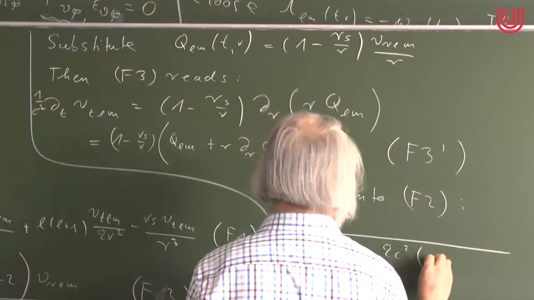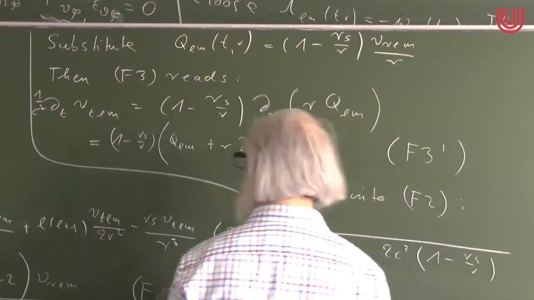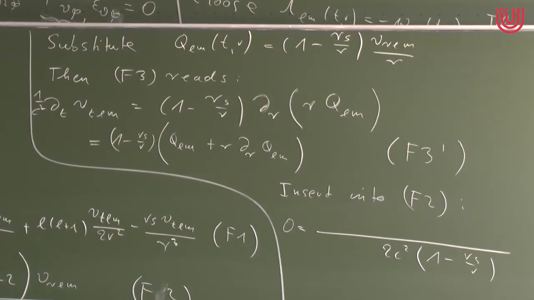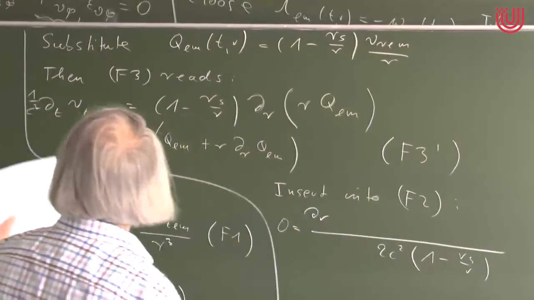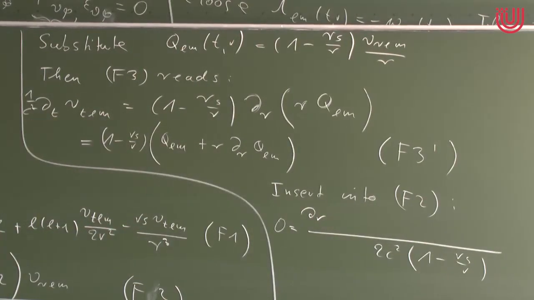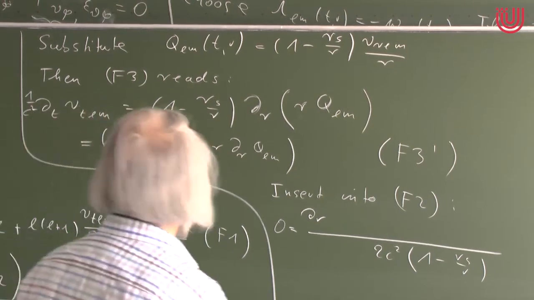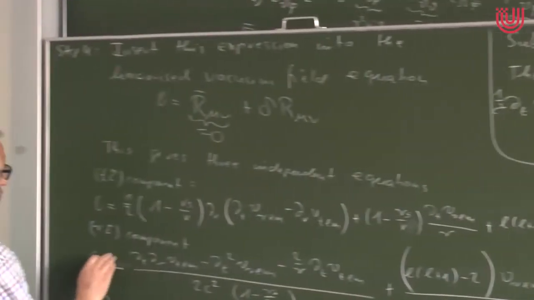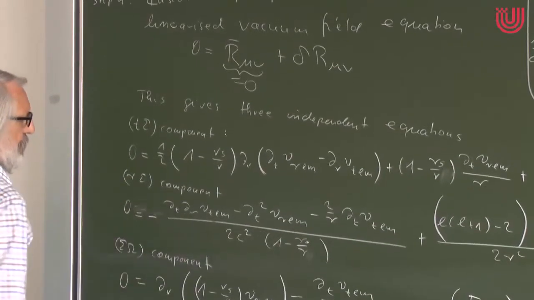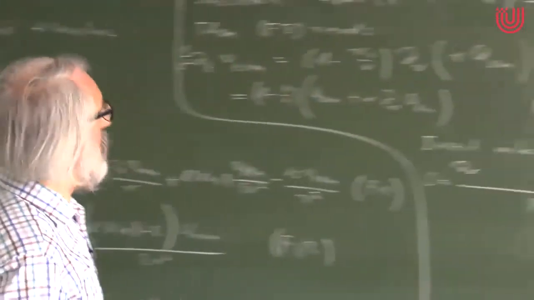2c squared, 1 minus rs over r. So that's the r derivative of dt VTLM. This is c squared times the right-hand side. And there was a minus sign, right? Yes, actually, the minus sign is in front of the entire expression. So I have to be careful with this.